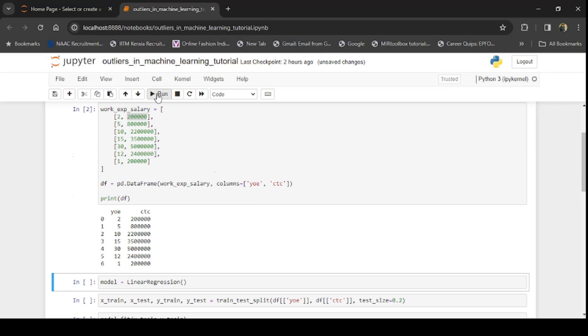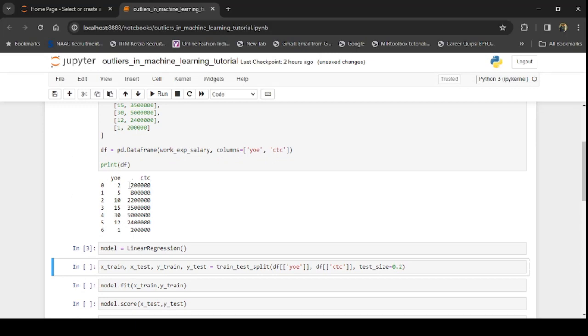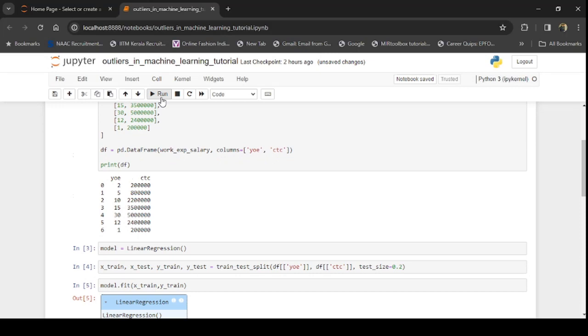For simplicity, I have only taken 7 different data points here. We are creating a simple linear regression model. Our aim would be to predict the CTC based on the years of experience. We are splitting the entire data set into training data and test data, where 20% of the data will be reserved for testing the model. We will use the test data to evaluate the accuracy of the model, and training data will be used to train the model. With the help of the fit method, we can train our linear regression model.